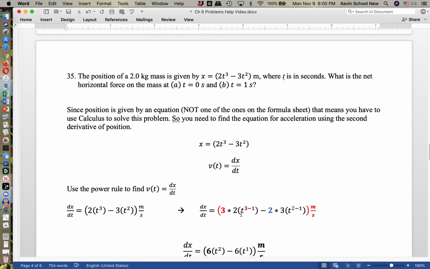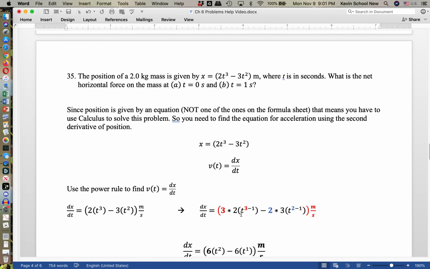On to number 35. For number 35, they said you've got a position of a 2 kilogram mass, which is given by x equals 2 times t to the third power minus 3 times t to the second power in meters. Looking at that, where they say t is in seconds, those units don't seem like they would give you meters. I think the problem left off that the 2 and 3 have to have some other units on them so that x becomes meters, but that's really not an important part of this problem. The units should work out, and they don't appear to. I don't know if I'm missing something.